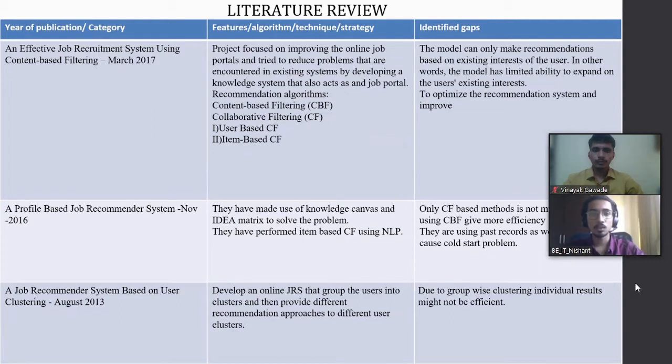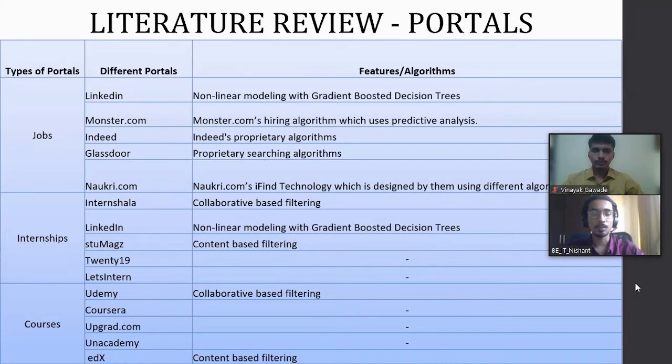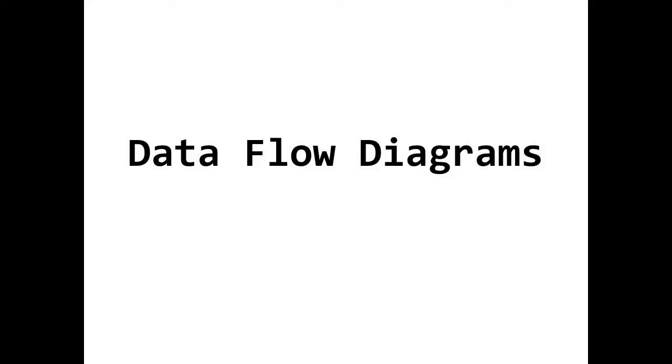We also went through different portals. We took the top portals from the internet and found out about the algorithms they have used. Most of them have not disclosed their algorithms, and hence they are called proprietary algorithms. Others, mostly in internships and courses, have used single algorithms, either content based or collaborative filtering, and hence they suffer from the issues faced by using content based filtering alone. We have filled that gap using both, and we are recommending all three, that is jobs, internships, and courses, using both algorithms.